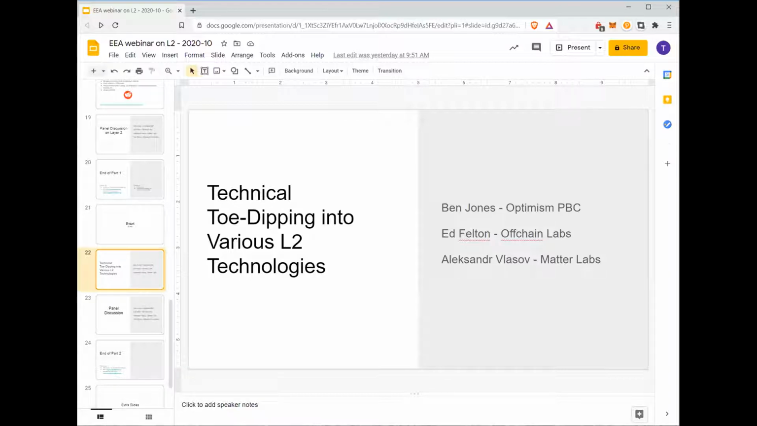Fantastic. All right, so this next hour I've called technical toe dipping into various layer 2 technologies. We don't really have time for a deep dive because layer 2 is a pretty complex field, but each of these three representatives from their projects will give us approximately a 10-minute overview of their layer 2 scaling solution, and then we'll have another panel discussion with some Q&A. So Ben, would you like to go first?